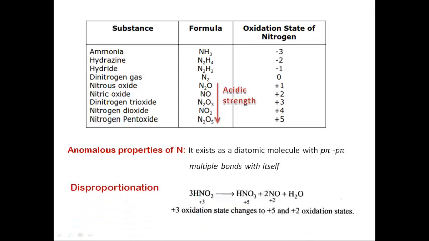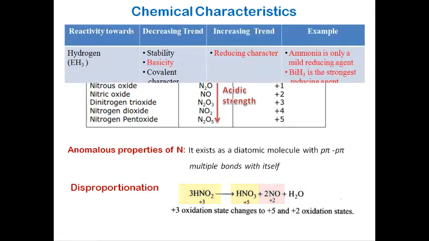Nitrogen atom can also undergo disproportionation reaction, a reaction where there is simultaneous oxidation and reduction. You can look at the example here. Nitrous acid gets oxidized to nitric acid and reduces to nitric oxide with the water as byproduct. So in nitrous acid, the oxidation state of nitrogen is +3, which increases to +5 in the nitric acid and decreases to +2 in nitric oxide.